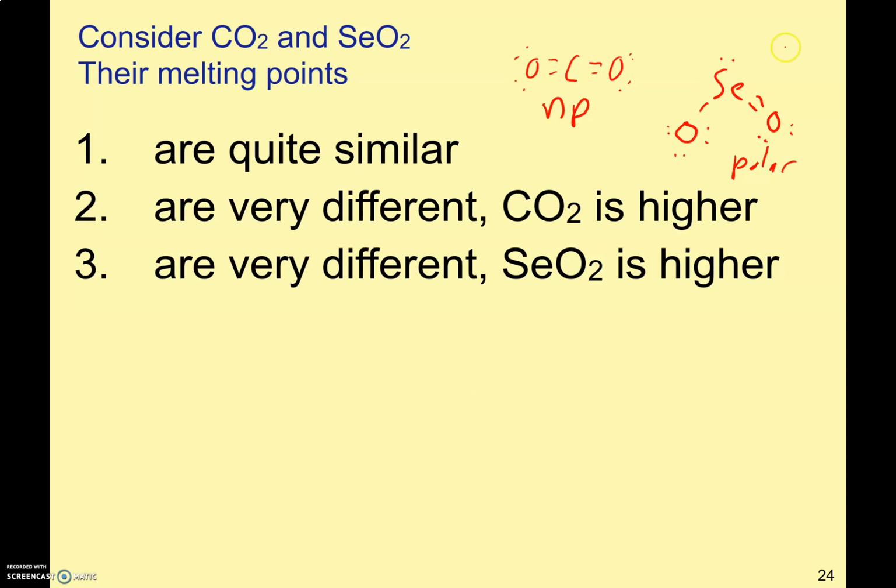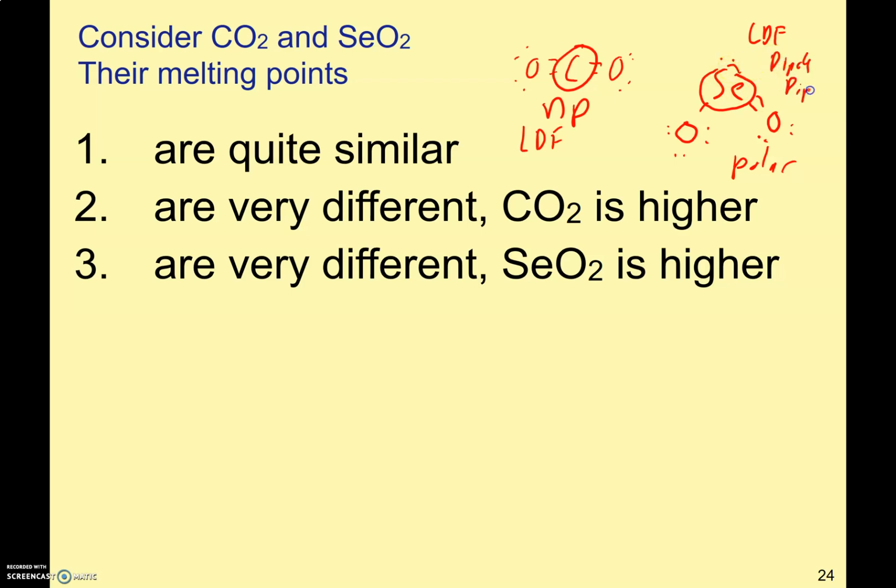So we would think, okay, well, this one is going to have stronger IMFs because it's polar. But it's not only that it has stronger IMFs because it has dipole-dipole, Se is also a bigger atom than carbon. So it is also going to have larger London dispersion forces. So the only force here is London dispersion forces. Well, this one here has London dispersion forces, which are actually greater than those because Se is bigger, and dipole-dipole.